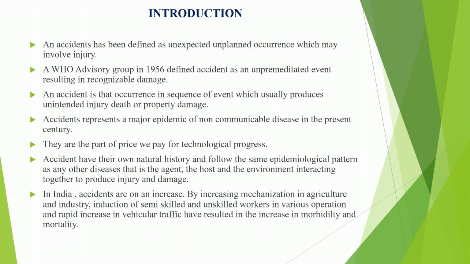Introduction. An accident has been defined as an unexpected, unplanned occurrence which may involve injury. A World Health Organization advisory group in 1956 defined accident as an unpremeditated event resulting in recognizable damage. An accident is that occurrence in a sequence of events which usually produces unintended injury, death or property damage.